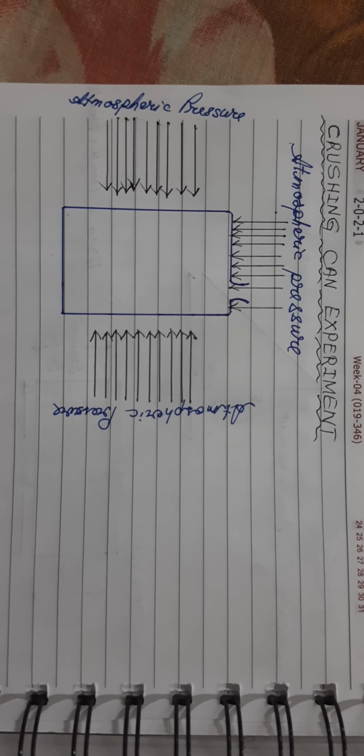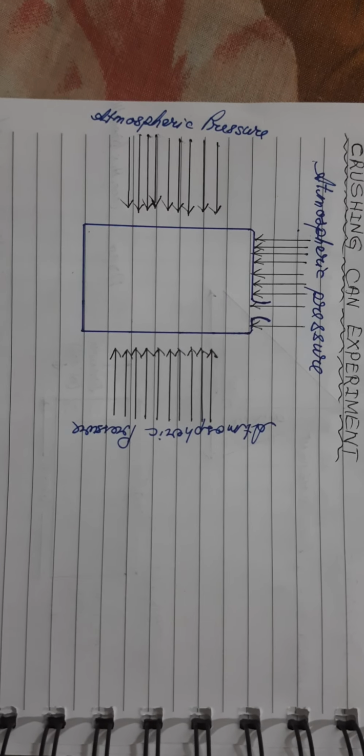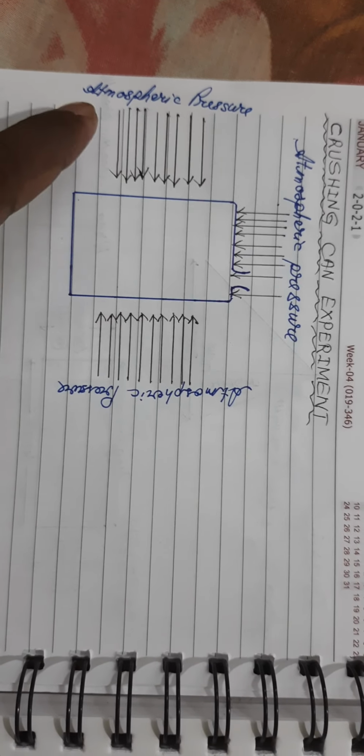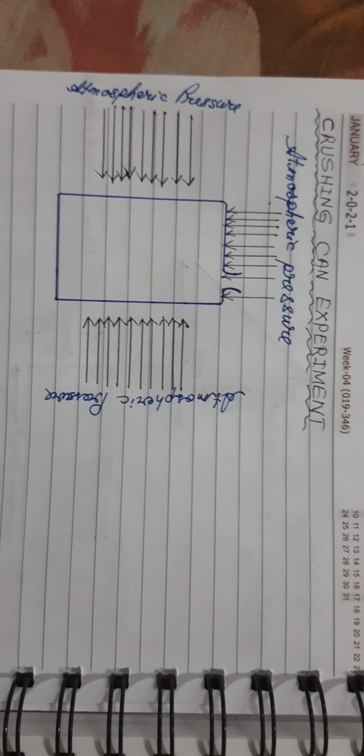Now this is an empty tin can, and under normal conditions the atmospheric pressure acts from all directions. Remember in the previous class we learned that atmospheric pressure acts from all directions, from above, as you can see, from left as well as from the right. From everywhere it acts onto this tin can.